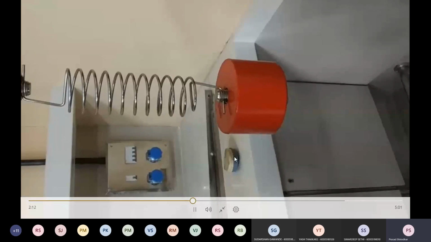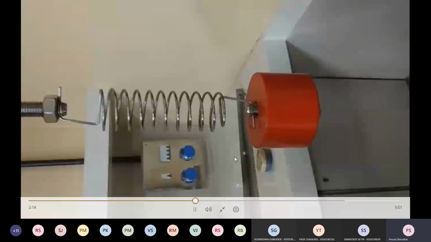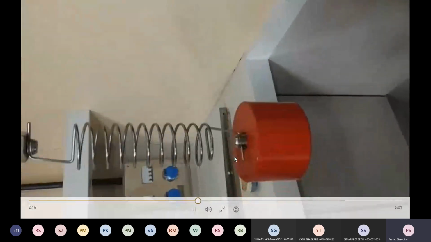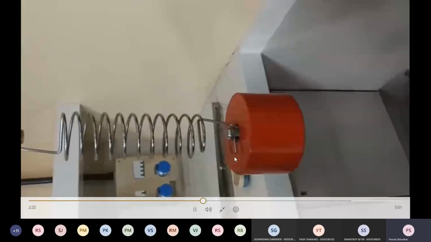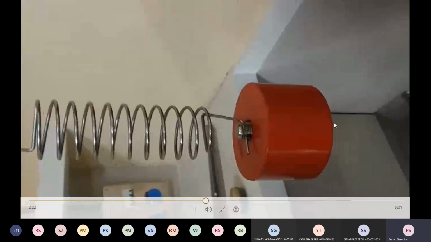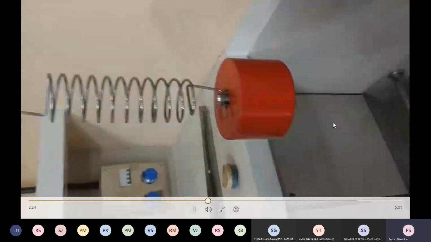So we are going to give some displacement to the mass, and you are going to record the time required for 10 oscillations or 10 vibrations. Okay, so give some vibrations.